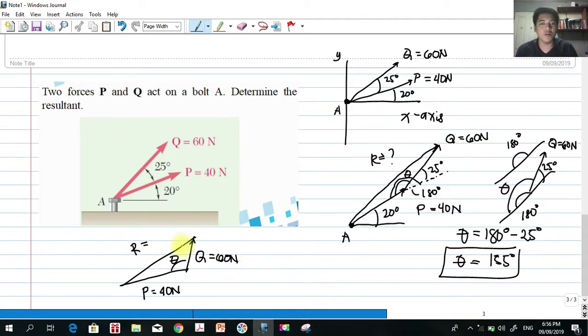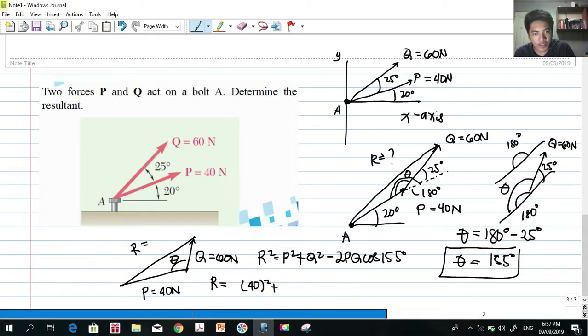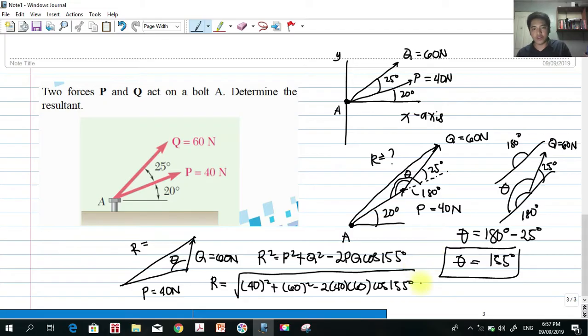If we get the resultant by cosine law, we simply have R squared equals P squared plus Q squared minus 2PQ cosine of the included angle, which is 155 degrees. So to get R, we have the square root of 40 squared plus 60 squared minus 2 times 40 times 60 cosine of 155 degrees, because that is R squared. If we evaluate that, our resultant should be 97.73 newtons. So, that is our resultant force.